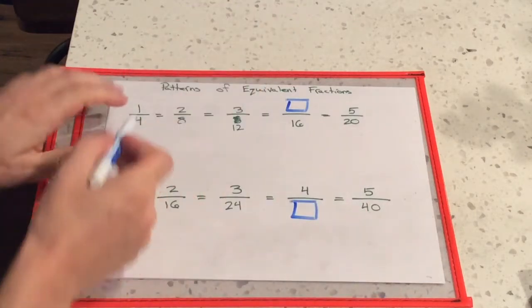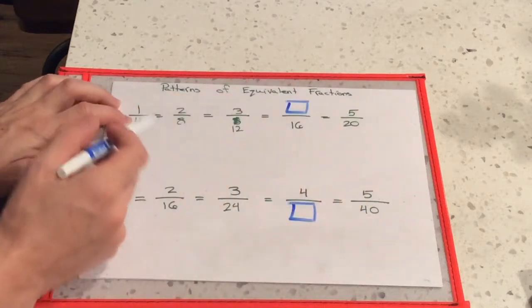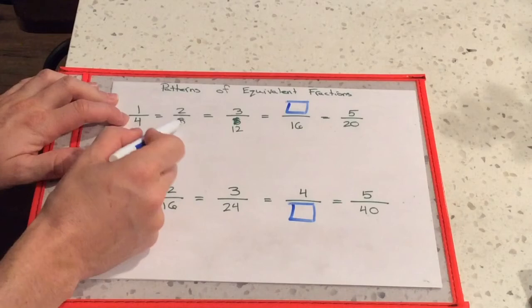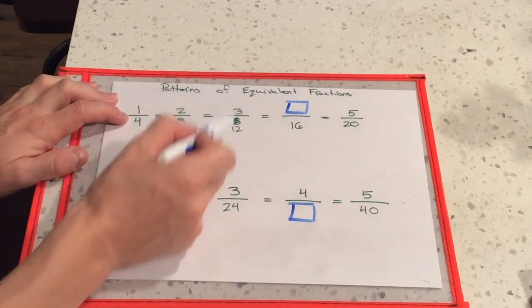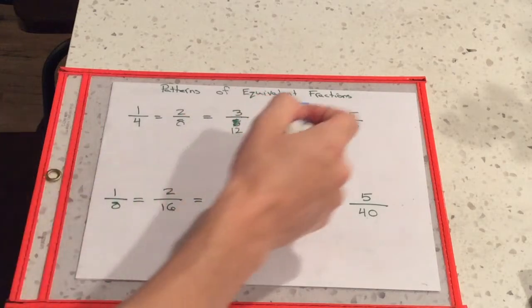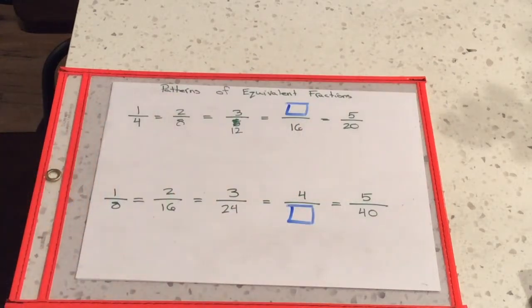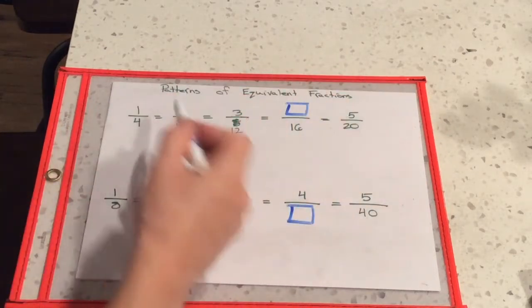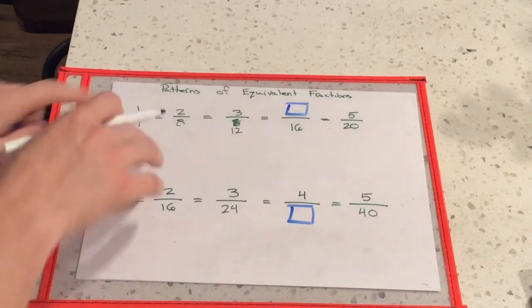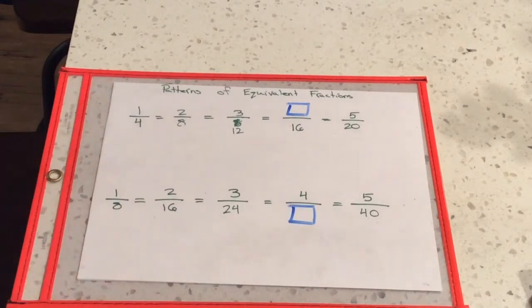So here we have an equation that says 1/4 is equal to 2/8, which is equal to 3/12, which is also equal to blank 16ths, which is also equal to 5/20. All of these fractions have the same value, okay? And we can show it using pictures. I'm going to use a picture on the top, and I'm going to use a multiplication equation on the bottom.